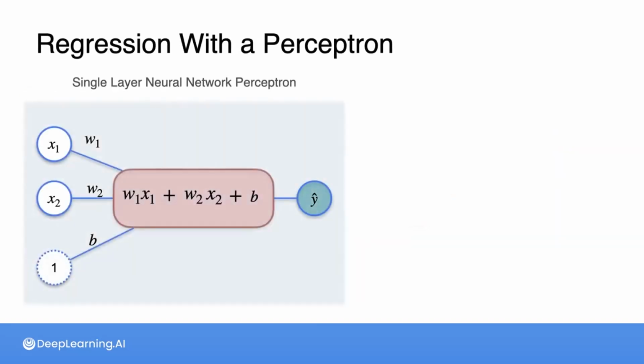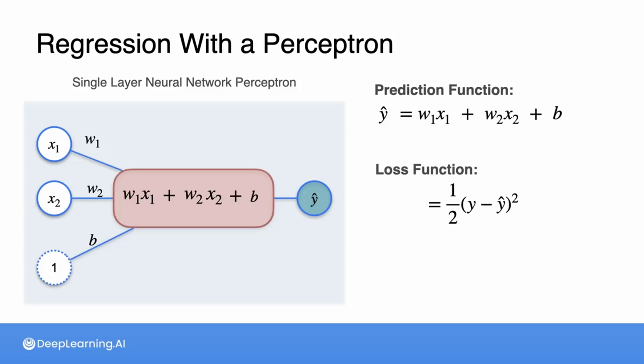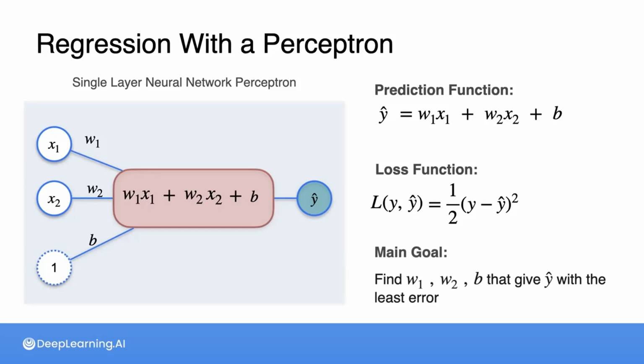So now we have a prediction function that outputs some kind of prediction ŷ and is given by this formula. And the loss function we're going to call L, and for every point it is 1/2 times (y minus ŷ) squared. So it's the distance between the prediction and the value squared multiplied by a half, and we're going to call that L of ŷ. And our goal now is to minimize this, to find the W1, W2, and B that give ŷ with the least error.